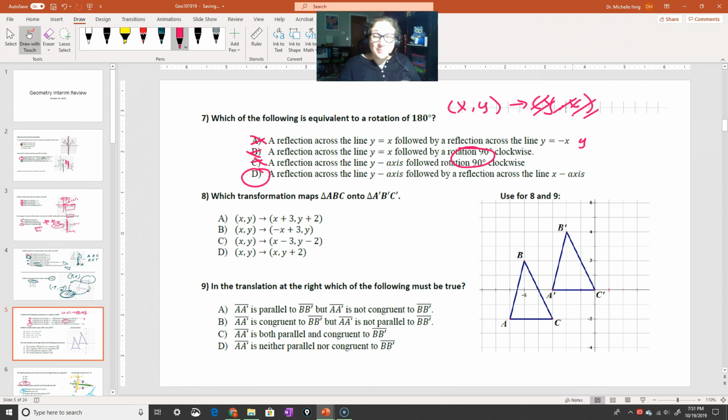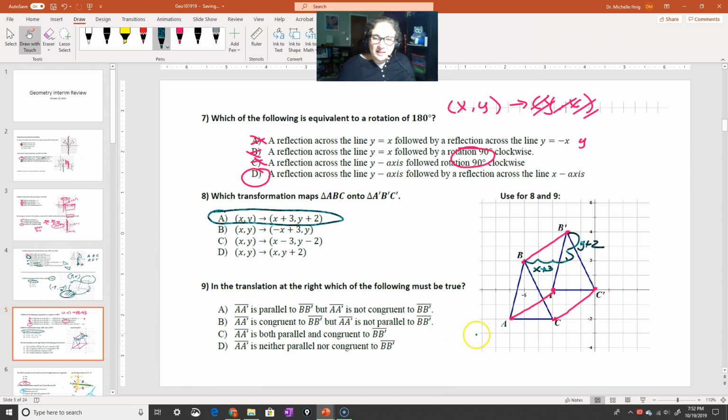Which transformation maps ABC to A prime, B prime, C prime? Well, let's see. There's no rotation. If I go like this and connect these dots, I can see that all of them are up to over 3. So I know it's got to be a translation. And as I just shared with you, how did I do it? Well, for the x, I went over 3 plus 3. And for the y, I increased 2. So the only one that could be is choice A.